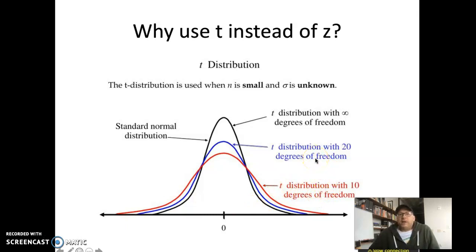Notice what happens if we go to a t-distribution with 20 degrees of freedom. So that would be 21 people in the sample. So 21 minus 1 is 20. And you can see that the red line is a little bit shorter and wider. The blue line shows a normalish curve that's taller and thinner.